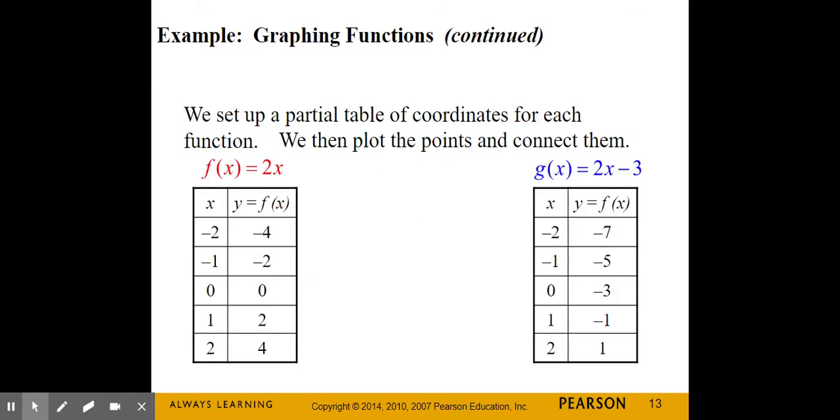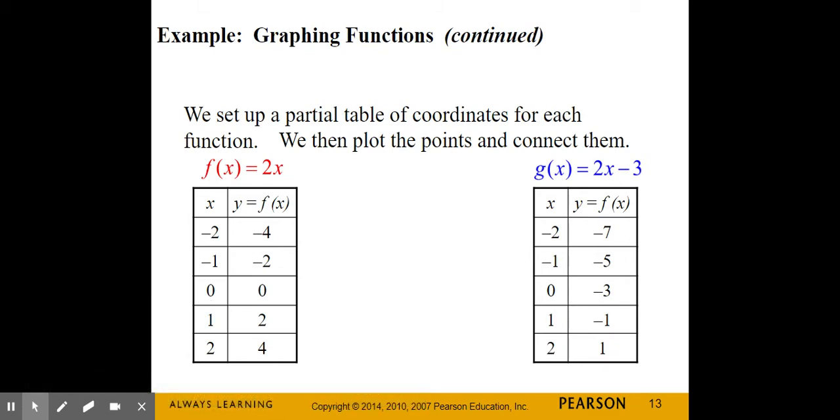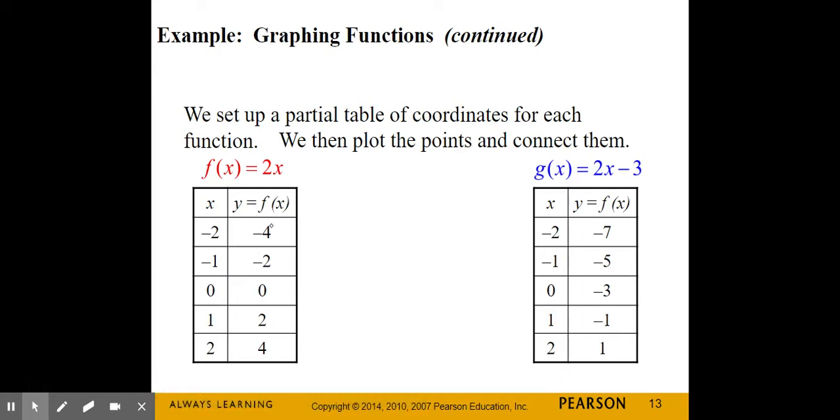All right, so I have them filled out. Again, if you're following along, you can either just be watching, or if you're following along with the note sheet, you can fill it out. So the values for x were given. They didn't come out of thin air. You were directed to pick negative 2, negative 1, 0, 1, and 2. You get the y values by simply substituting negative 2 in for x. 2 times negative 2 is negative 4, and that's your ordered pair. You do the same thing for negative 1, 0, and all the way down.